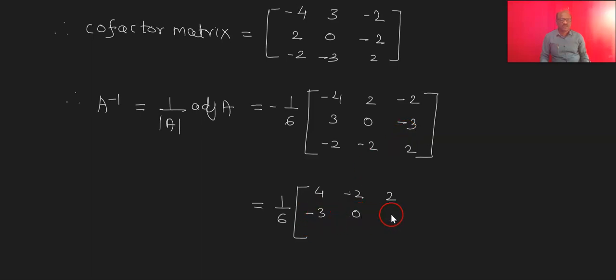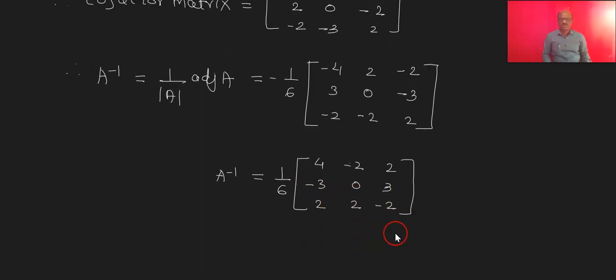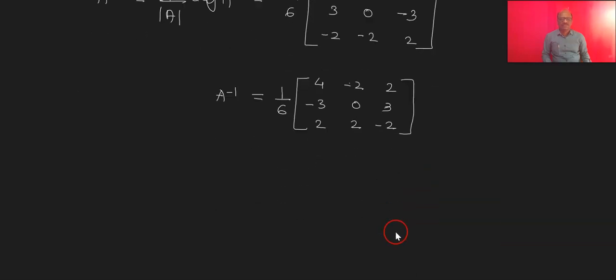Minus 3, 0, 3. And the last is 2, 2, minus 2. This is the A inverse. A inverse is equal to 1 upon 6 times the matrix 4, minus 2, 2, minus 3, 0, 3, 2, 2, minus 2. This is the A inverse. Solve the next example.